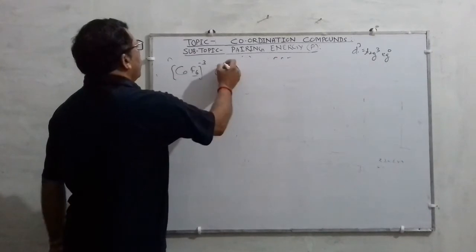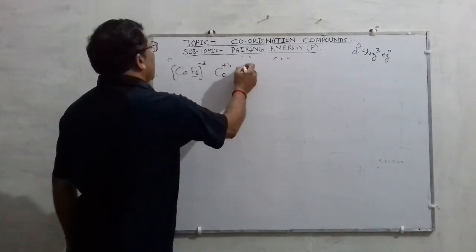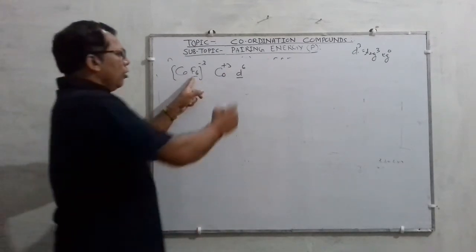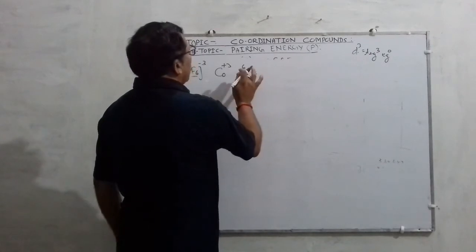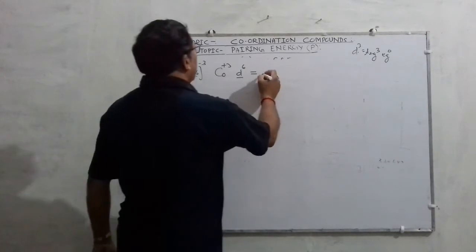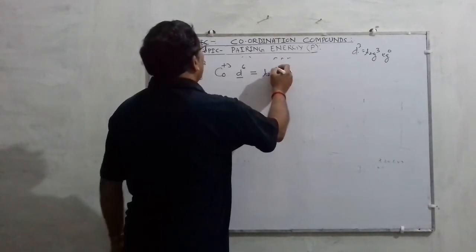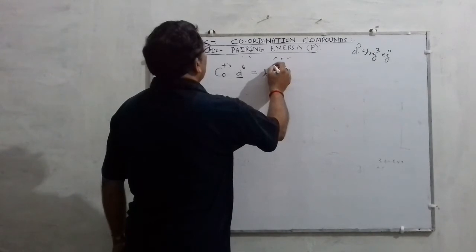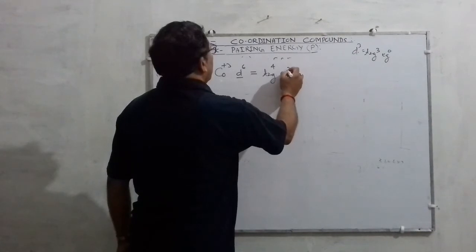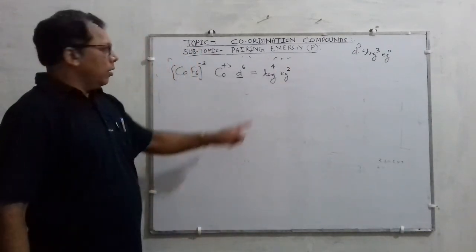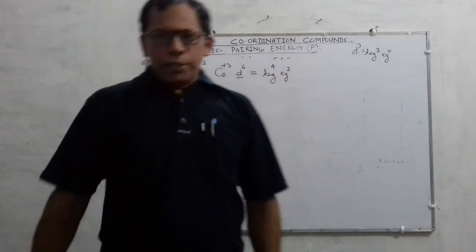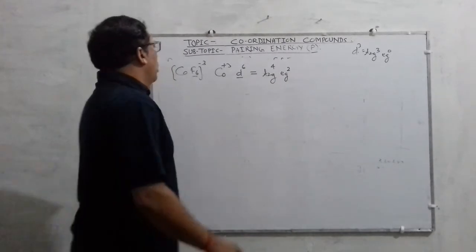If you find the oxidation number, Co will be +3 and its d electrons will be d6. So it is a weak field agent, and its electronic configuration in terms of crystal field theory can be written as t2g4 and eg2. Since it is a weak field agent, it will be written as t2g4 and eg2.